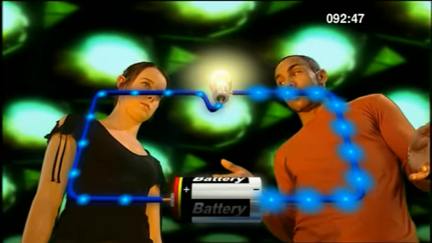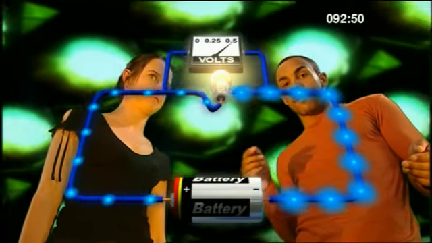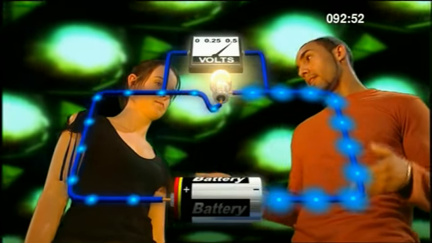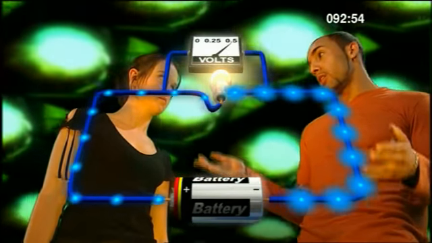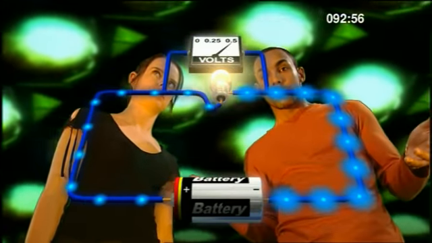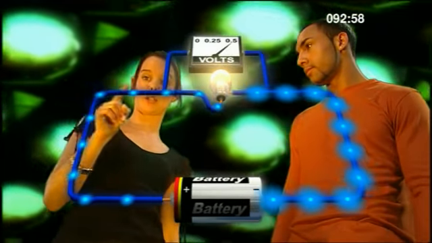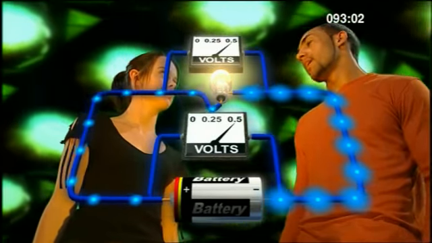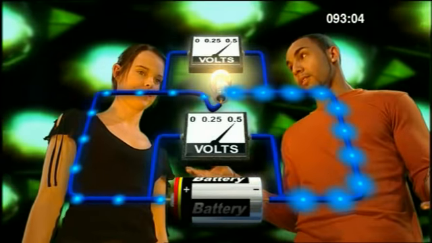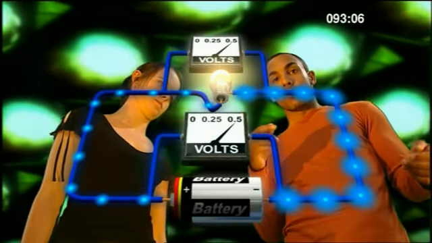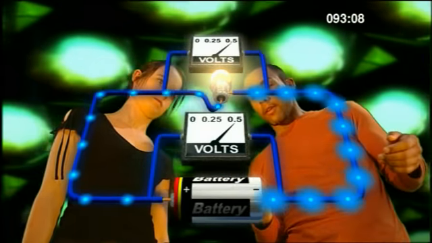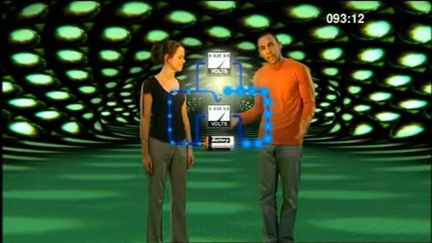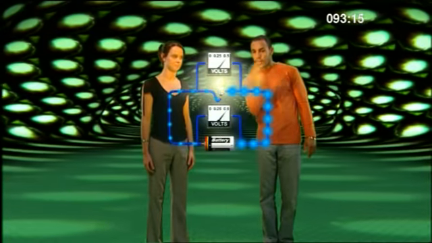Exactly. Now let's have a look at the voltage. If the voltmeter reads 0.5 volts across the light bulb, then that's how much energy the electron has lost passing through the light bulb. So when the electrons go back to the battery, they need to receive 0.5 volts to fill up again. Exactly. So a voltmeter around the light bulb should read the same as one around the battery. And it does.